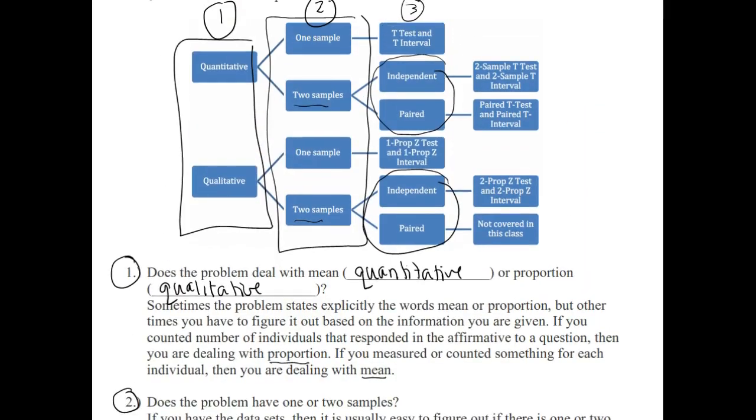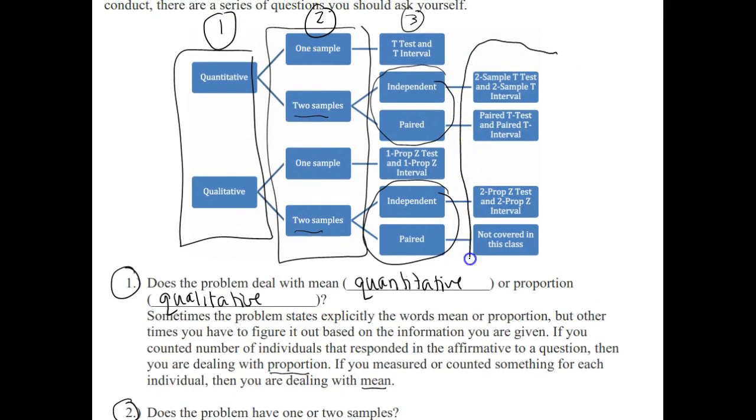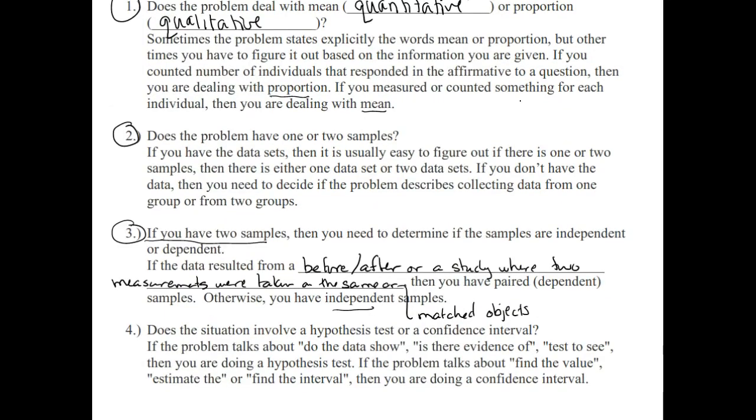And then the last question. Once we follow through the flow chart and we end up in a box, that box still has two choices: test and interval. It just depends on whether we want to test some hypothesis about the parameter, or estimate the value of that parameter. So the last thing here is, does the situation involve a hypothesis test or a confidence interval?